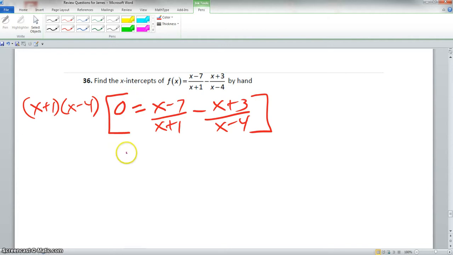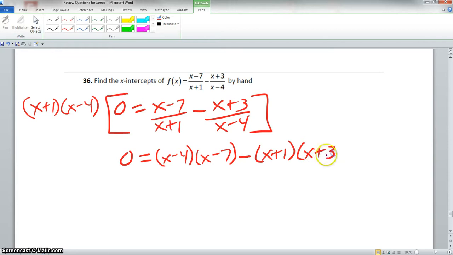Now we know these values times 0 is still 0. The x plus 1's will simplify out and leave you x minus 4 times x minus 7. Now here these x minus 4's will simplify out, and that will leave you a minus x plus 1 times x plus 3. Now we can multiply. This will give us x squared minus 11x plus 28. And then when we multiply this out, we know whatever we get, we have to take its opposite.